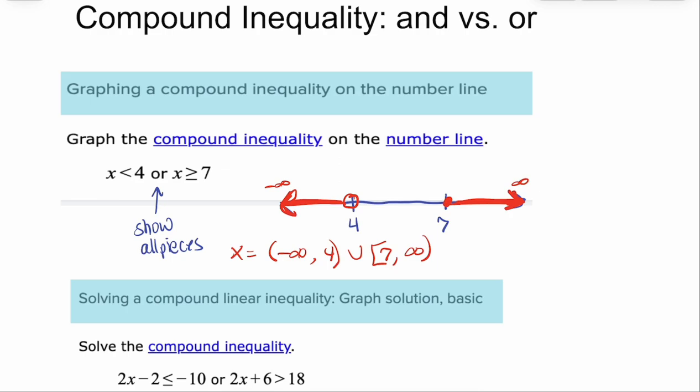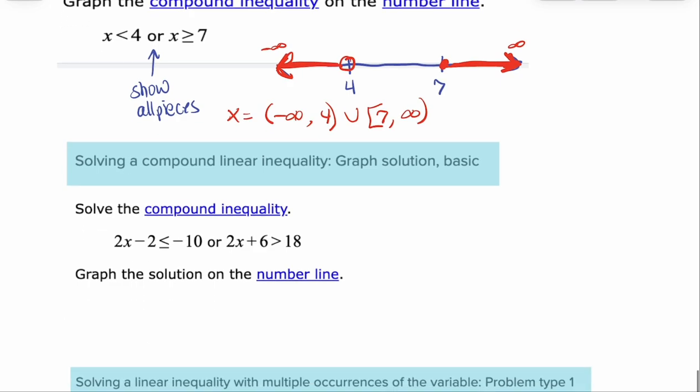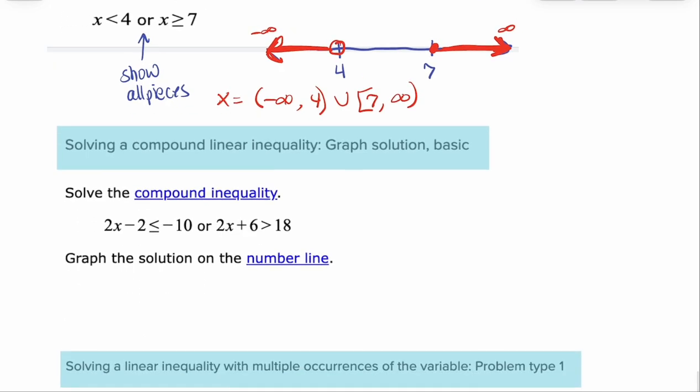The next one still says an or. It is going to be showing up on our number line exactly like this one. But we need to solve each piece individually. So I'm going to write down each piece over here. And then let's solve each one, okay?